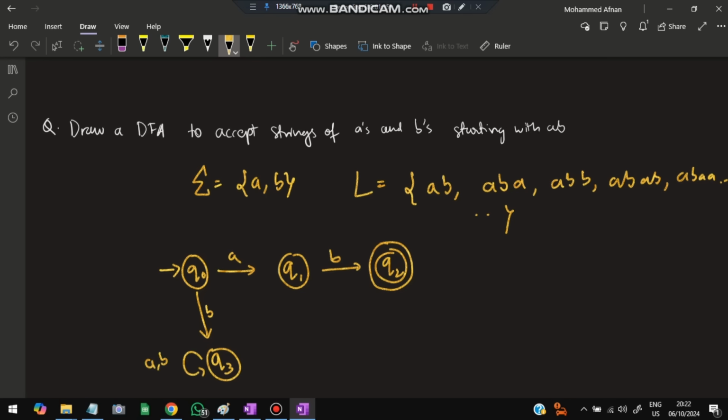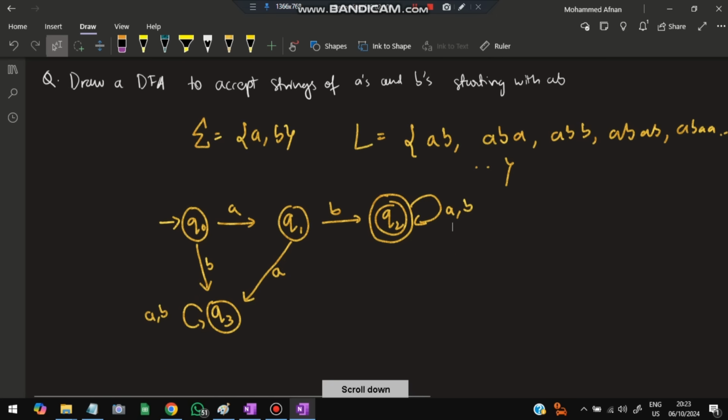And from A, you will be starting. After A, the only option is B. I cannot have another character, right? One more thing I have to do: if I come here and A comes again, I should take it to the dead state. If A comes after A, it will be AA, but that should not be the case. It should be only AB. If A comes from this side, I have to take it to the dead state again. And after AB, I can accept n number of A's and B's here. So this is the transition diagram.